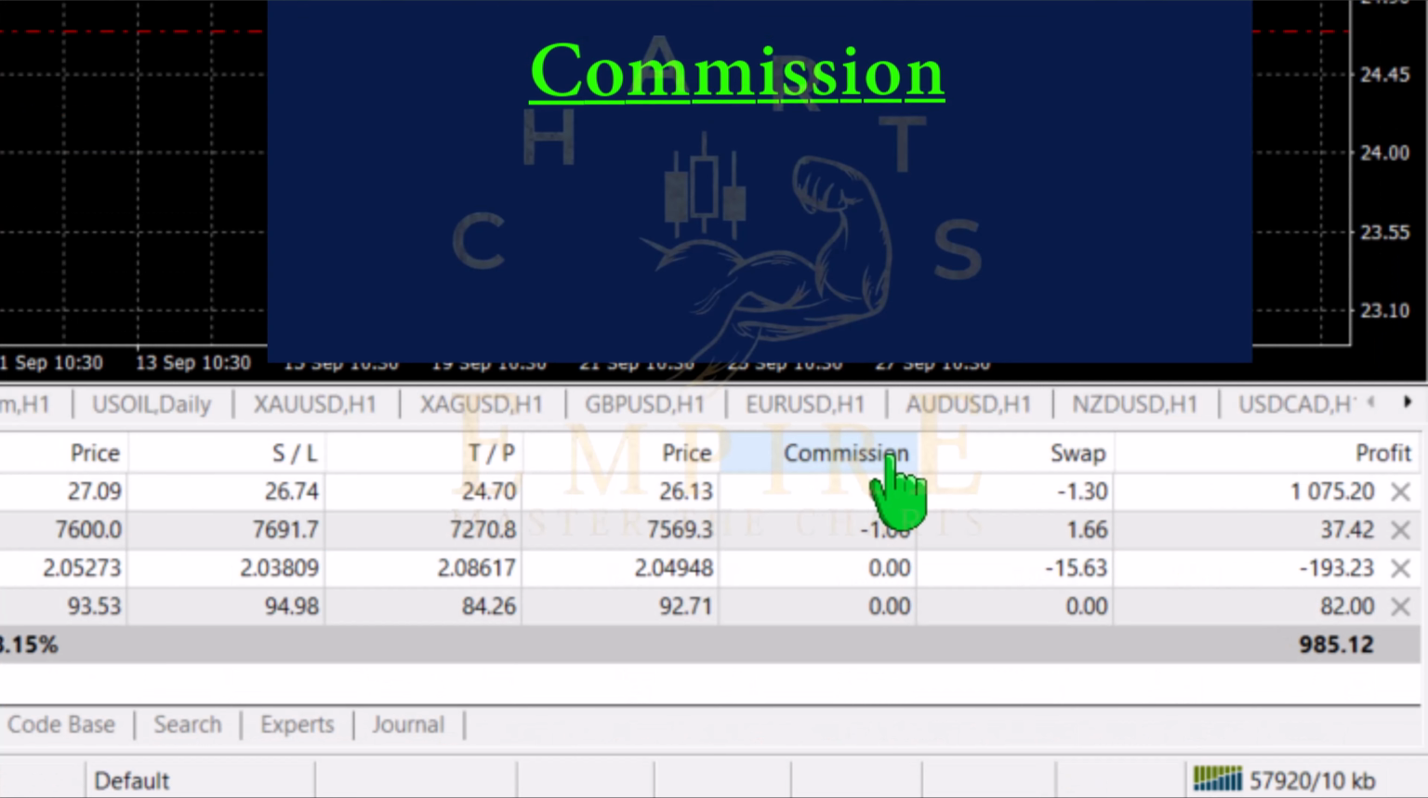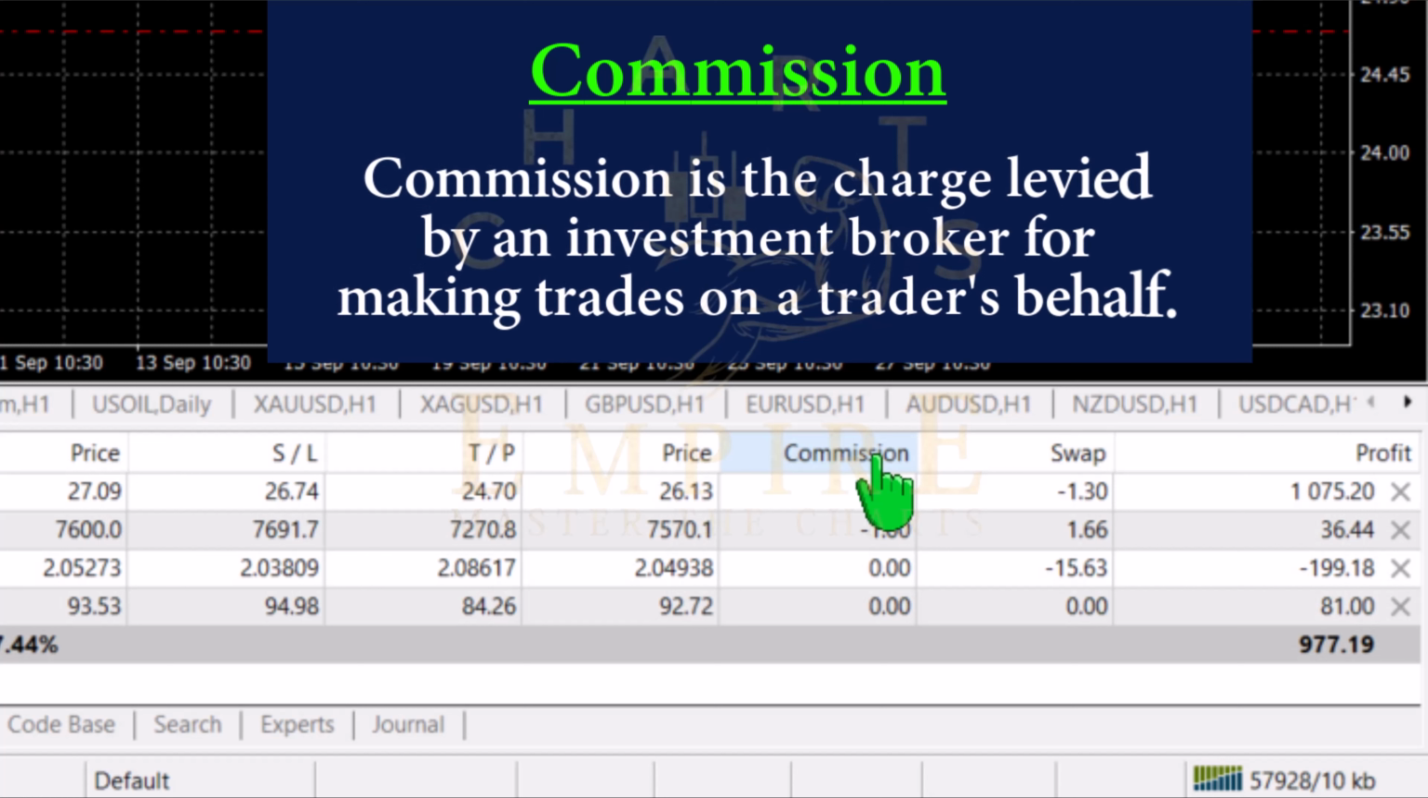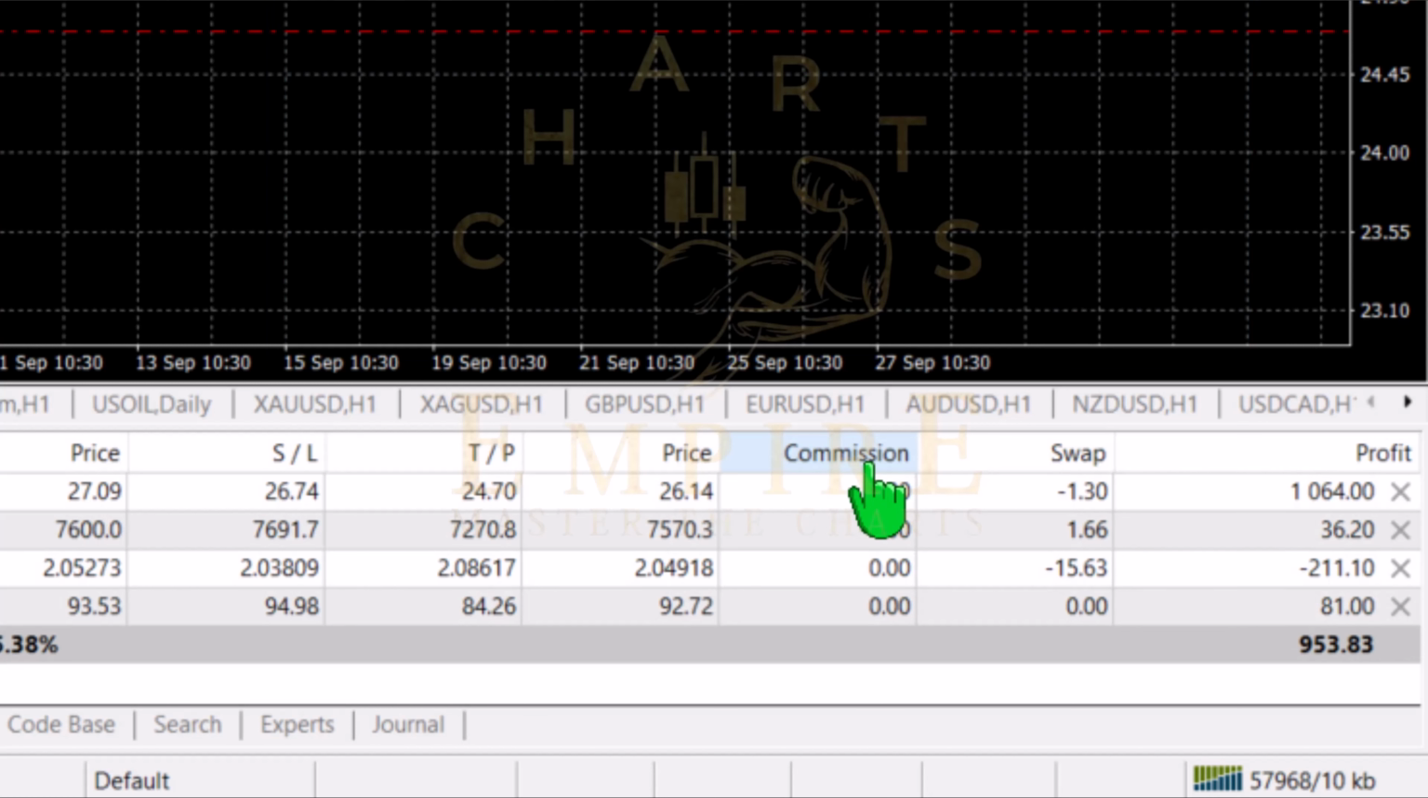6. What does the commission on your trading account terminal mean? Commission is the charge levied by an investment broker for making trades on a trader's behalf. Levels of commission vary between different brokers, depending on the asset being traded and the type of service being offered.